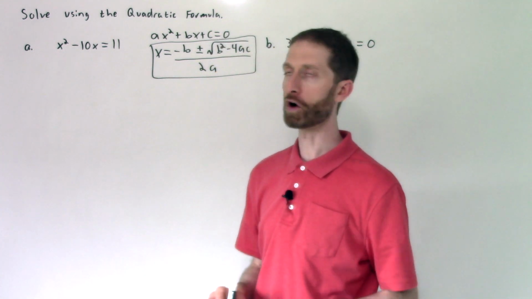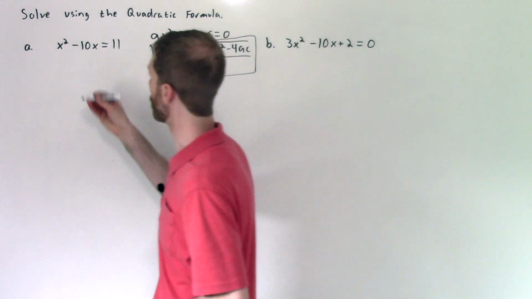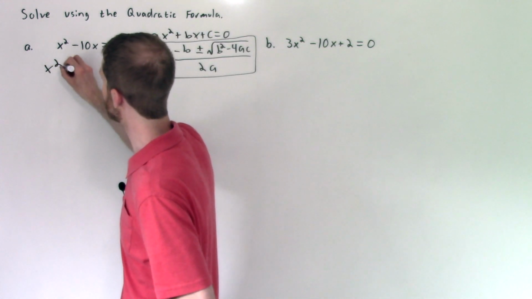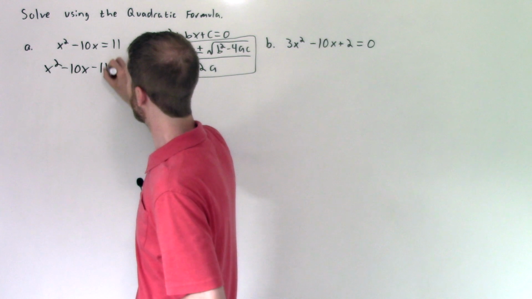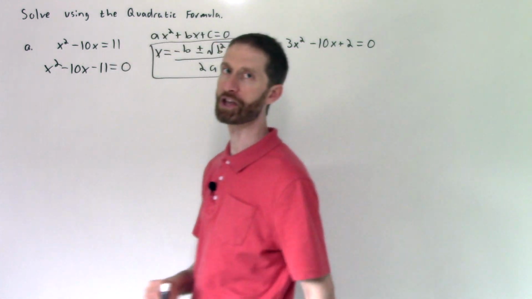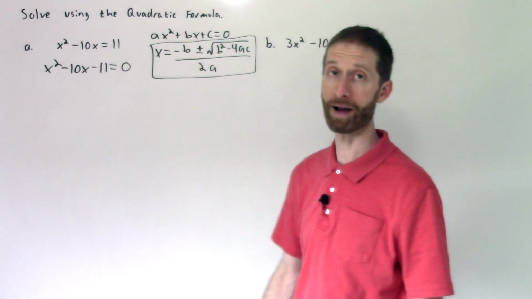So, first things first, we need to set this equation equal to 0. So we're going to subtract 11 from both sides, and that just ends up equaling out to x squared minus 10x minus 11.